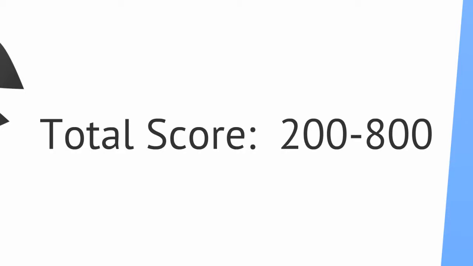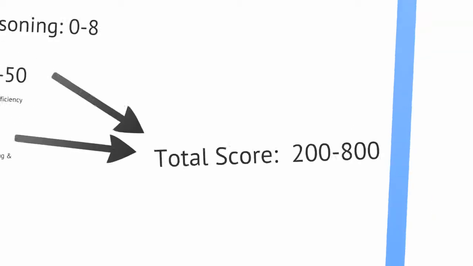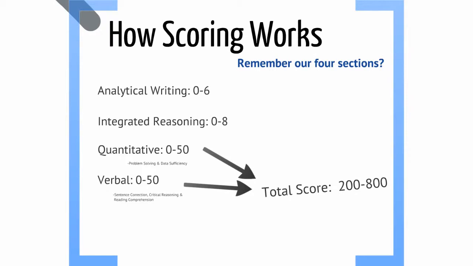Now, these are the scores that you will hear most people talking about on various message boards. Oh, how'd you do? I made a 720. Oh, how'd you do? I made a 650. When they quote the score, it's the total score, which is combined between the quantitative and the verbal. If you would like to know someone's analytical writing or their integrated reasoning score, you'd have to ask for that specifically.